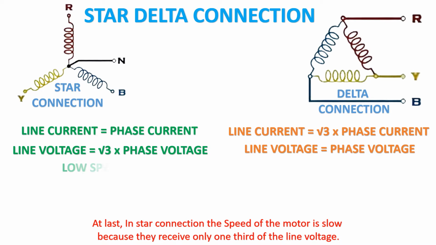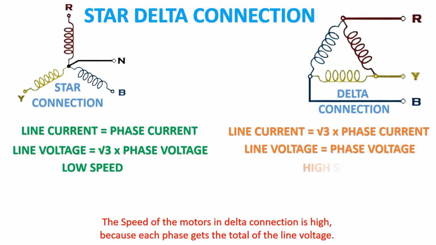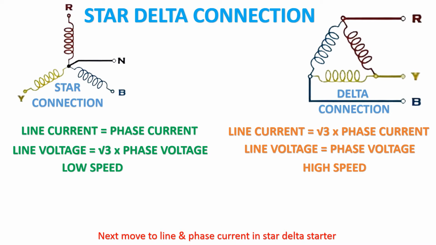At last, in star connection the speed of the motor is slow, because they receive only 1/3 of the line voltage. The speed of the motors in delta connection is high, because each phase gets the total of the line voltage. Next, move to line and phase current in star delta starter.